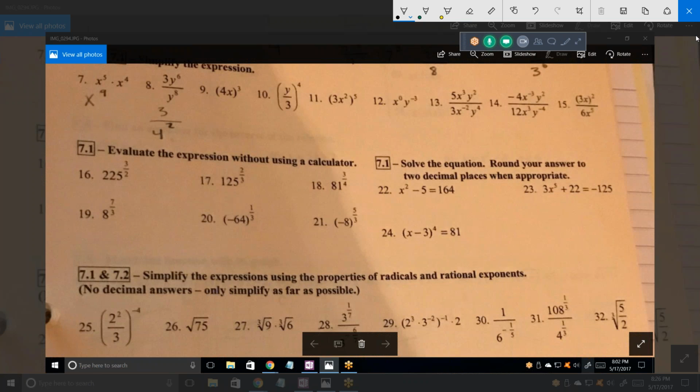Okay, now let's do 22. First step? Add 5 to both sides, so x squared is equal to 169, and then x is equal to 13. Plus or minus 13. Plus or minus, yeah.